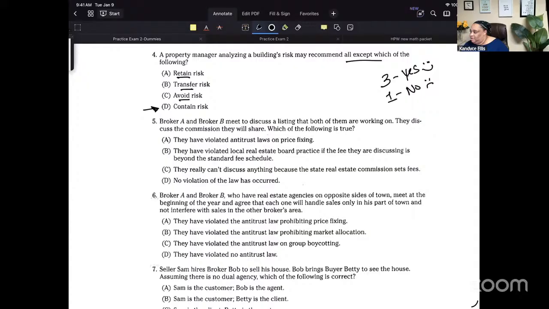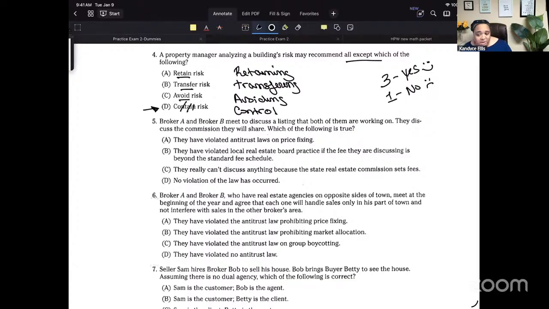It says retaining, transferring, and avoiding risk are three ways to deal with risk. The fourth way to deal with risk is to control it. That's right. Retaining, transferring, avoiding, and control. So we got retaining, transferring, avoiding, and control, not contain. I wonder if we can come up with an acronym. Retaining, transferring, avoiding, control.